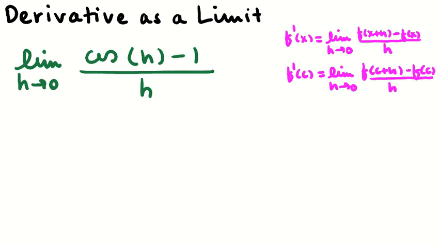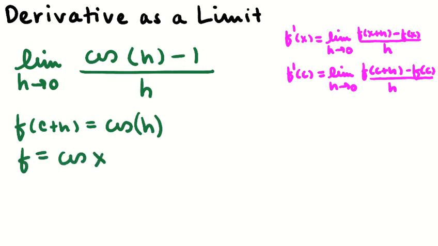All right, so my hypothesis is since f of c plus h equals cosine of h, not to be confused with hyperbolic cosine, that would mean that f is probably cosine x and c equals 0. That's what I think. So let's just make sure that we're subtracting f of c. Cosine of 0. Yes, I know that. That is 1. Okay. So this is the derivative of cosine at x equals 0.